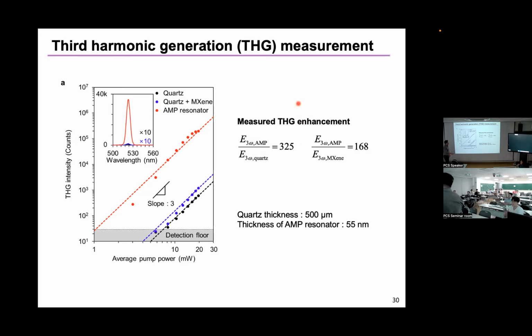And the acoustic mode is also higher, it has 168 times larger third order generation compared to that of the pure MXene structure. So third order generation is highly enhanced in the acoustic MXene structure.